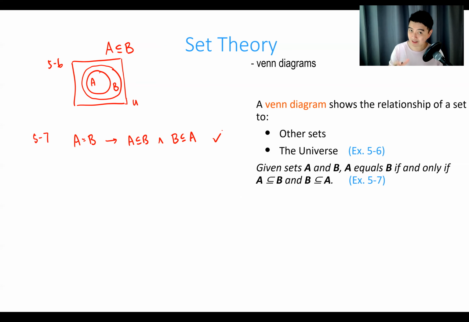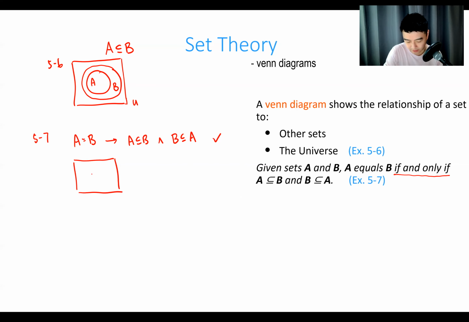The thing that's not as clear is, does the other direction work as well? Because this is an if and only if. I want to show, if A is a subset of B and B is a subset of A, can we conclude that A equals B? Okay, let's use a Venn diagram to help us.